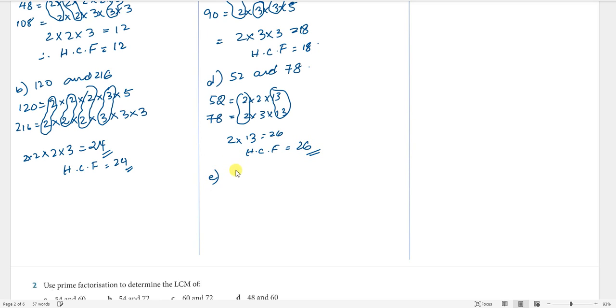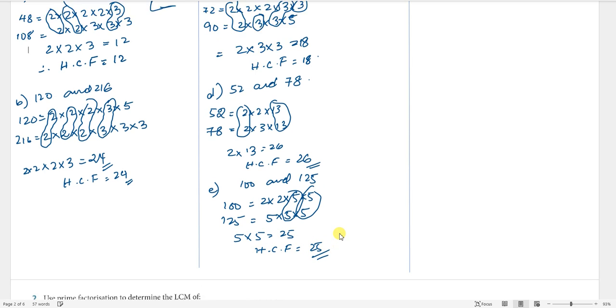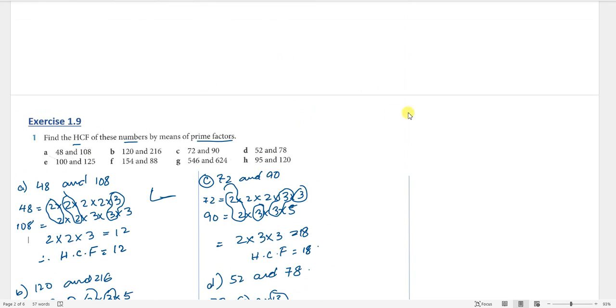Question E, we have 100 and 125. So for 100, we have 2 times 2 times 5 times 5. For 125, we have 5 times 5 times 5, finding the common 5 and 5. So we have 5 times 5 is equals to 25. HCF is equals to 25.